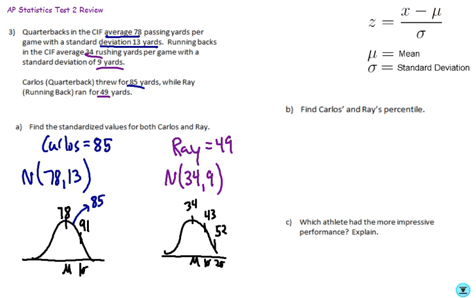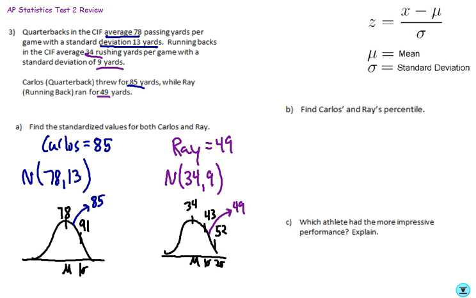And so where's Ray? Ray rushed for 49. Ray's also above average, but you notice he's further above the average. So we're probably thinking that Ray had a more impressive game because he's higher above the average. But we'll actually want to run some numbers to see what that looks like.